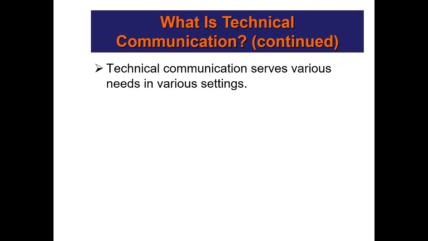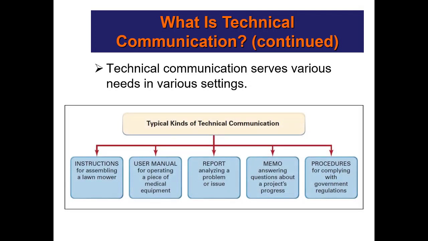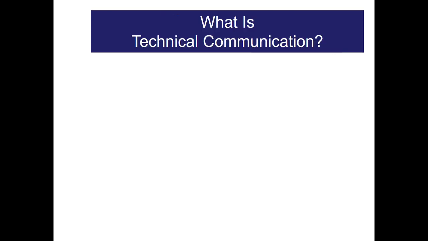So technical communication continues. We have a variety of settings that we use. The typical kinds of technical communication are instructions and user manuals. Like if you buy a new watch, there is a lot of information kept there. Even if you buy drugs, you'll find that there is a manual to give you the directions. You have reports, memos, and procedures on how to use something. You go to a computer lab, there are procedures. That is technical communication, communicating on what you're supposed to do and what you're not supposed to do.